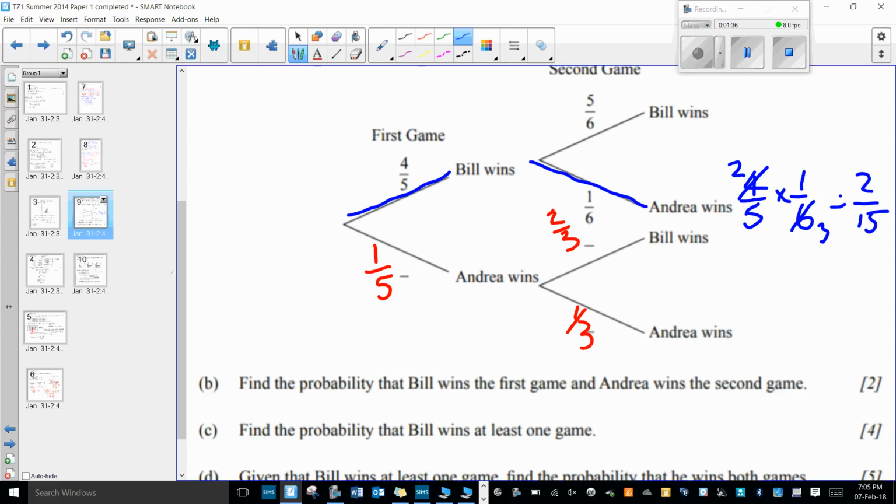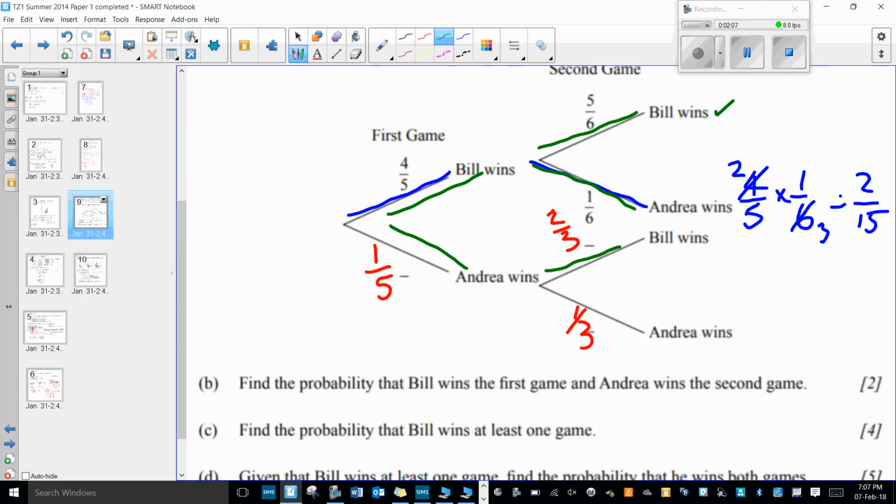Okay, the next one, find the probability that Bill wins at least one game. So, it's a different colour. So, Bill wins at least one game. So, we're talking about this situation here, and this situation here, because he won one, and then Andrea won, and also this situation here. So, Andrea won, and then Bill won. So, what we could do is find the probability of this event, and this event, and add them together.